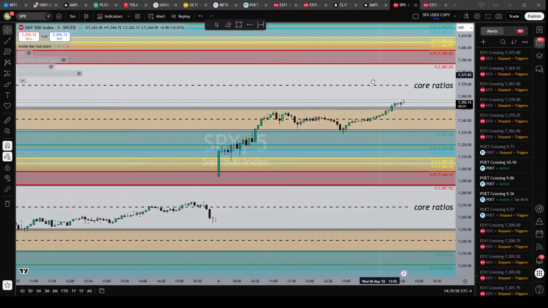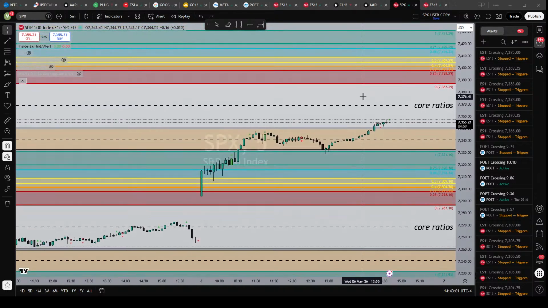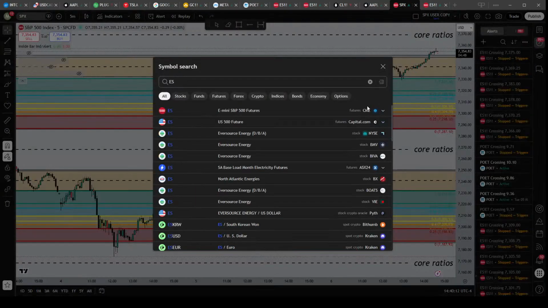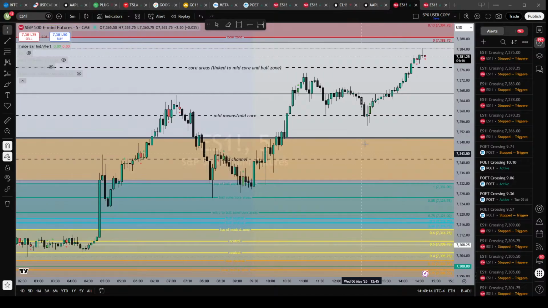So you can think of it like if ES tags the zone or those 7390s, SPX is going to tag core ratios around 7.1, 7.2. Okay, you can essentially use the same sort of logic there.